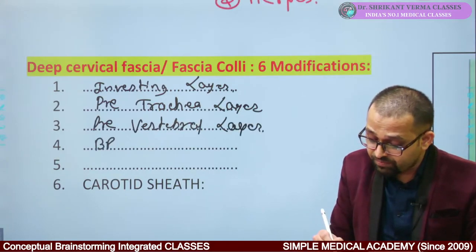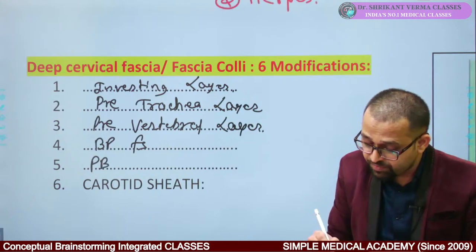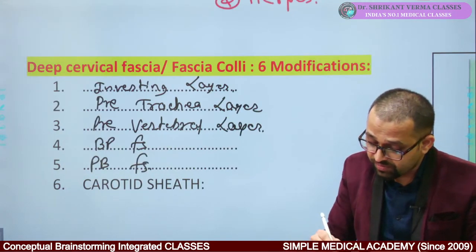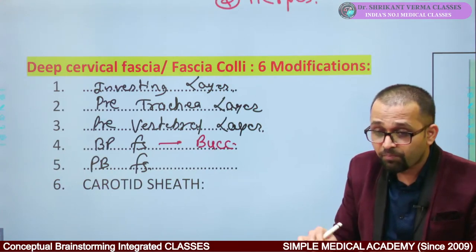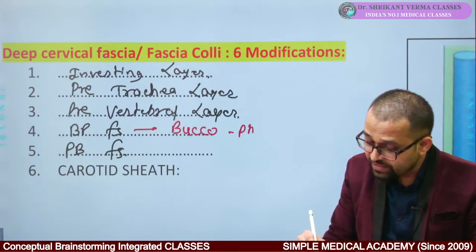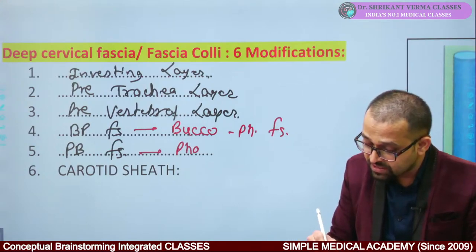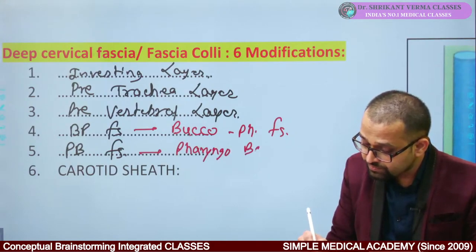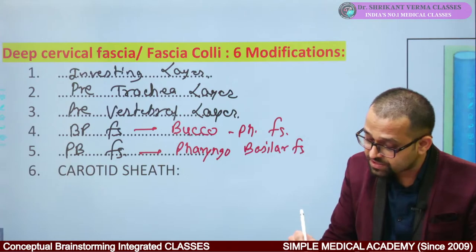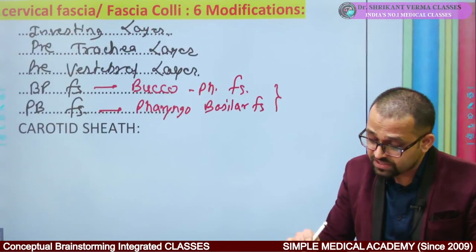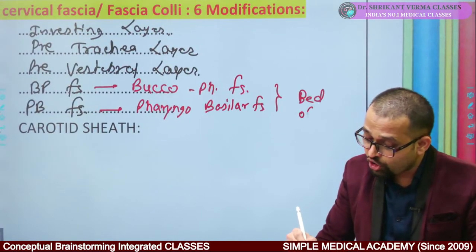Then you can remember the BP fascia and the PB fascia. Getting the point? So BP fascia and PB fascia. Remember, BP fascia is our buccopharyngeal fascia and PB fascia is our pharyngobasilar fascia. Both are fasciae which are involved in making the bed of the tonsil.